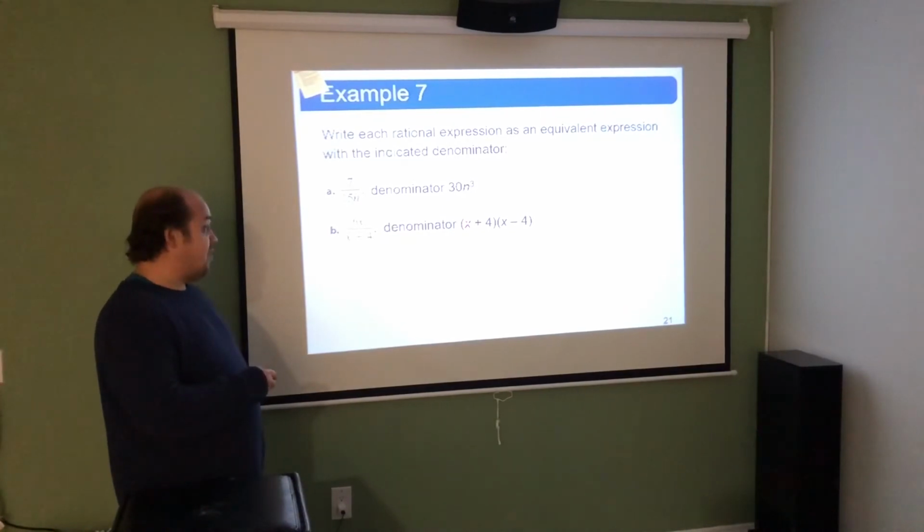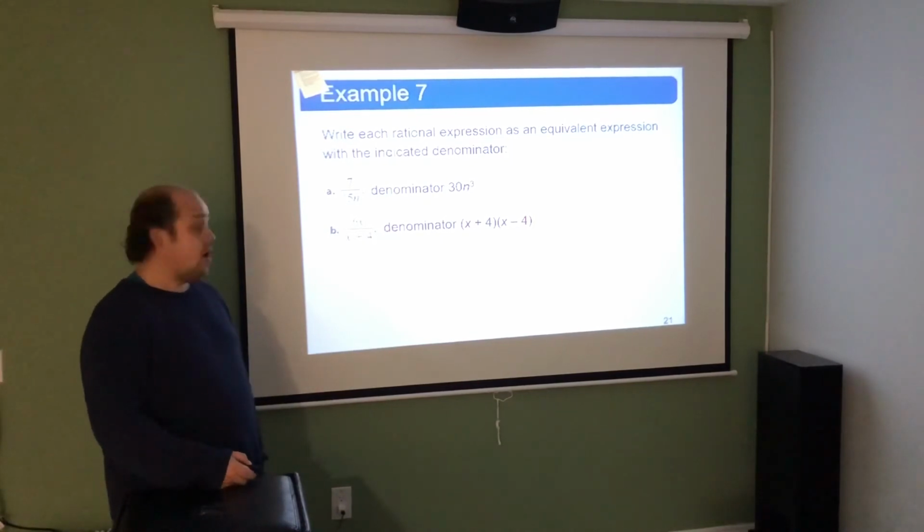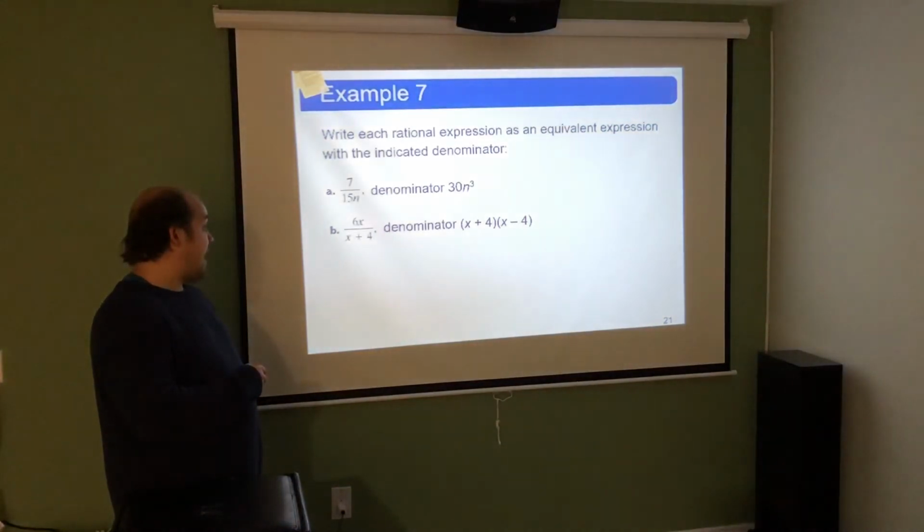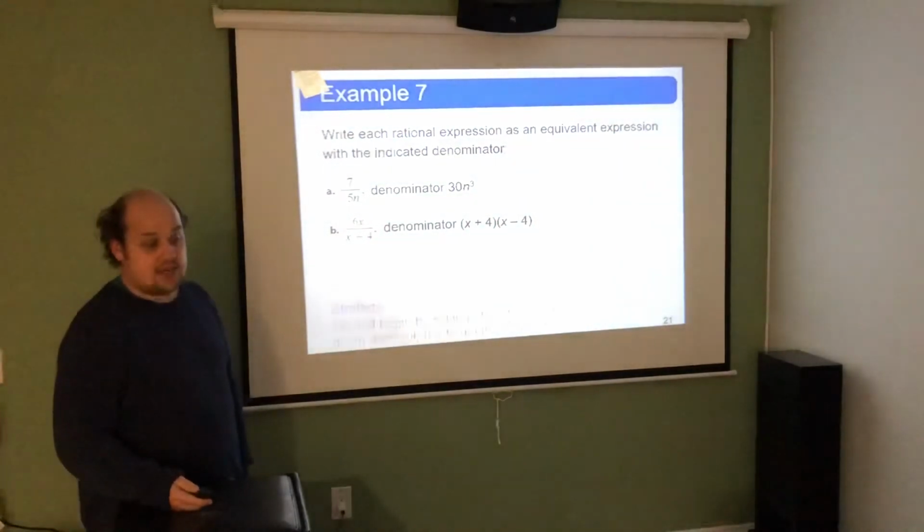Same idea here. If I divided (x plus 4)(x minus 4) by x plus 4, these would go away and just leave me with x minus 4, meaning I need to multiply this by x minus 4 over x minus 4 to have the denominator indicated.